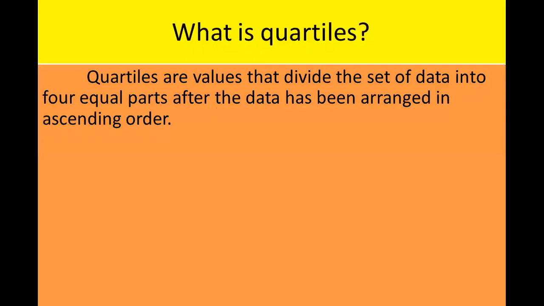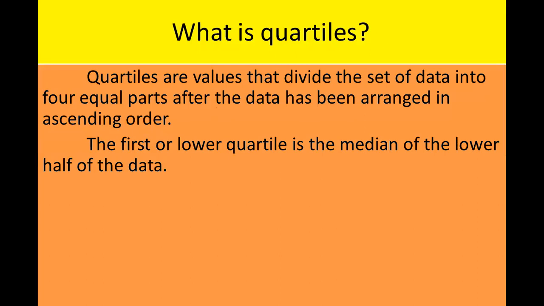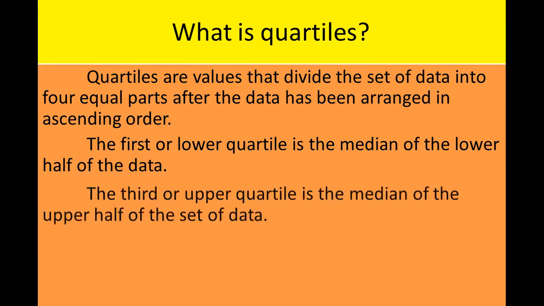And quartiles are values that divide the set of data into 4 equal parts, with the data arranged in ascending order. Pawan, you read what is the next, the first or lower quartile. Okay, the first or lower quartile is the median of the lower half of the data.